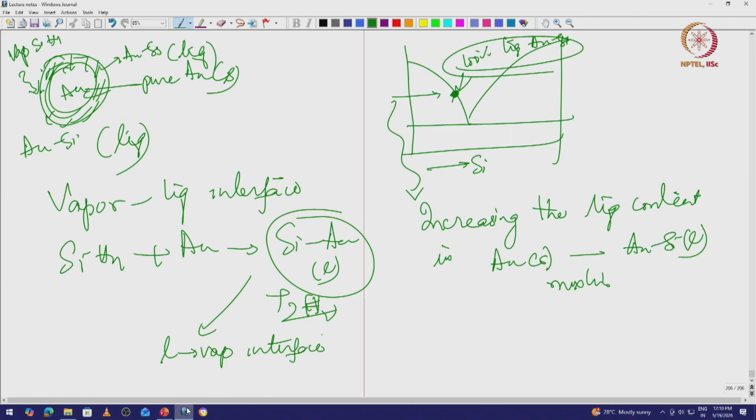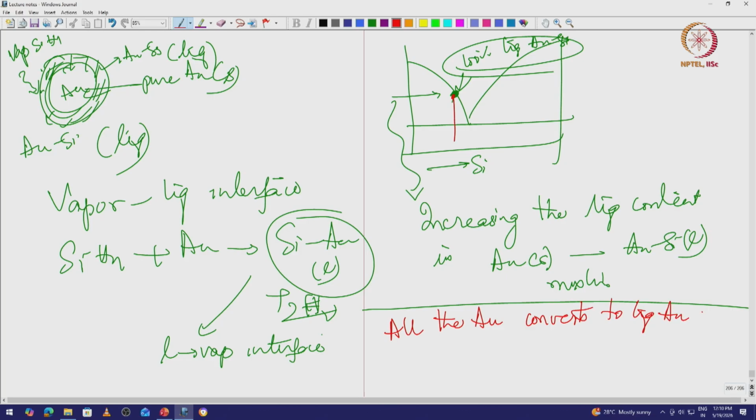so that I emphasize it more. I can just say things and then relax, but all the gold converts to liquid gold at this point. Let us call that composition X star: at X star, it is liquid, not gold, but a gold silicon alloy. It is an impure alloy, gold contaminated with silicon.